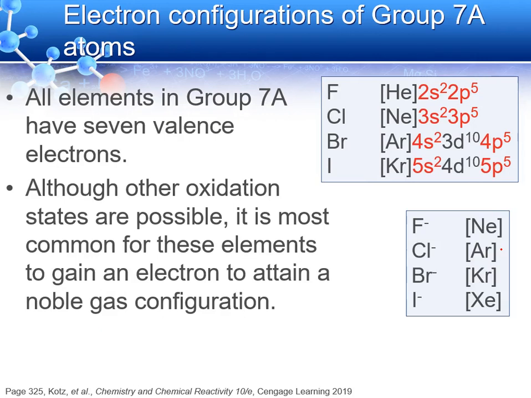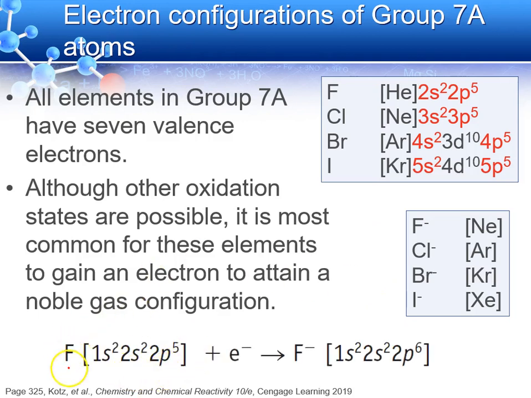Group 7A: I've decided to focus on these halogens right here because we work with them in lab. Fluorine, chlorine, bromine, and iodine all have 7 valence electrons. So it's a simple matter to gain 1, and now fluoride looks like neon, chloride looks like argon, bromide looks like krypton, and iodide looks like xenon. The authors of our book show us this here too, for fluorine. They show 1s2, 2s2, 2p5. You gain 1 electron, and now everything's full: 1s2, 2s2, 2p6, and that looks like neon.